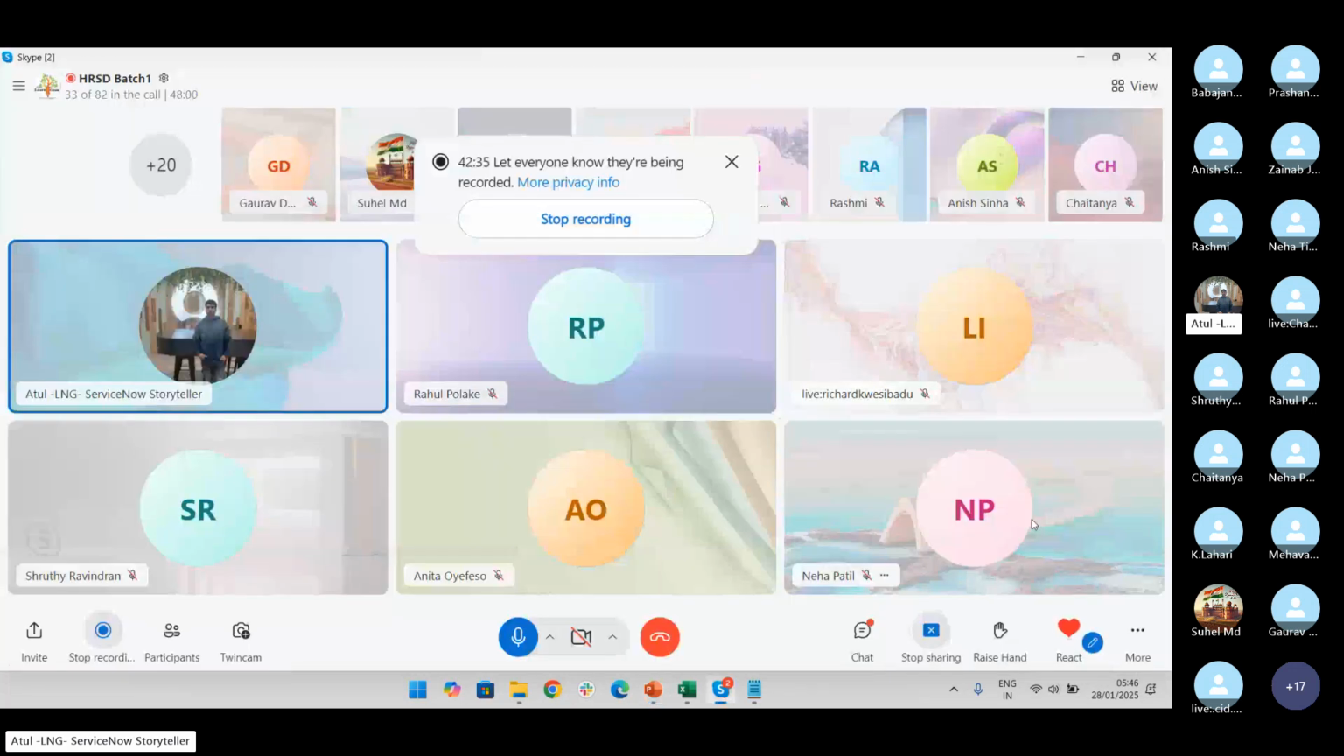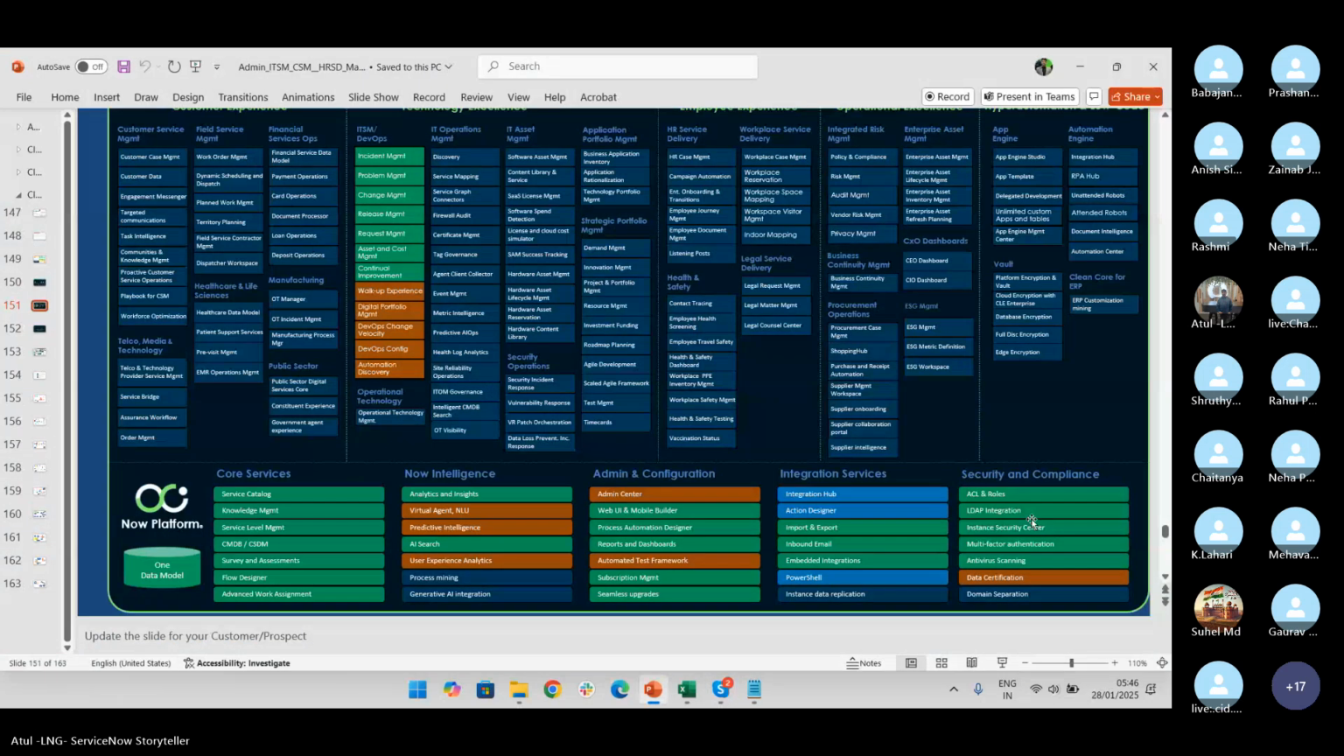Either you make a black tea, a green tea, or a coffee, but you have to boil the water, that is a must. Same thing is there. You use any of the products, but these are the Now platform capabilities, which are common for everybody. Service catalog, request management, CMDB, CSDM, AI, reports, dashboards, email, inbound email, export, import, everything. This is required, and it is coming as a base here.